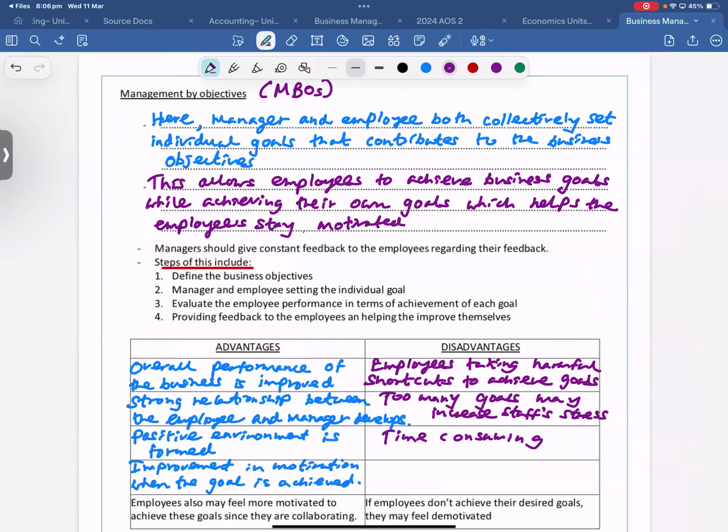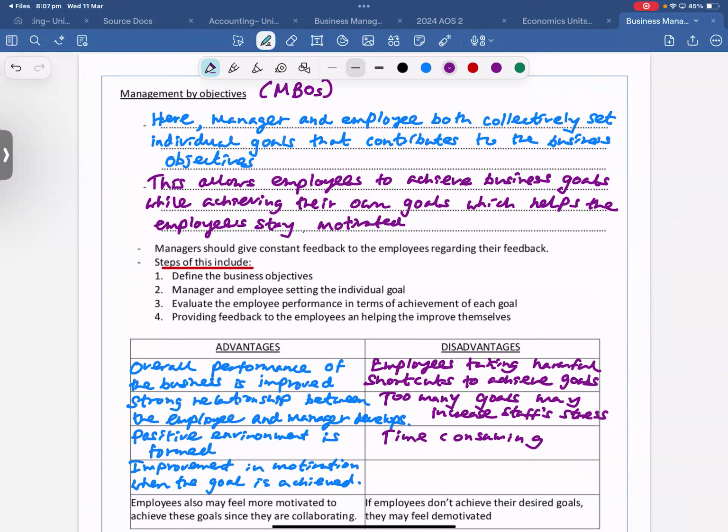I used to work for a company in Thailand after my graduation. There we practiced this one, MBO, management by objectives. So I have done it practically. What do we do here? Manager and employee, or the supervisor, sit together and set goals. It's like I'm sitting with you and setting goals for you collectively.